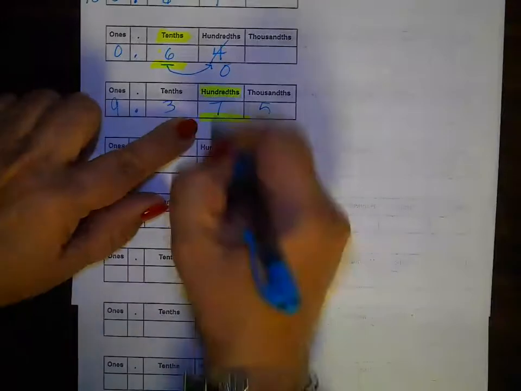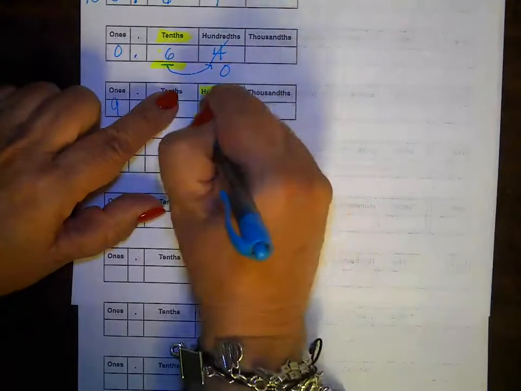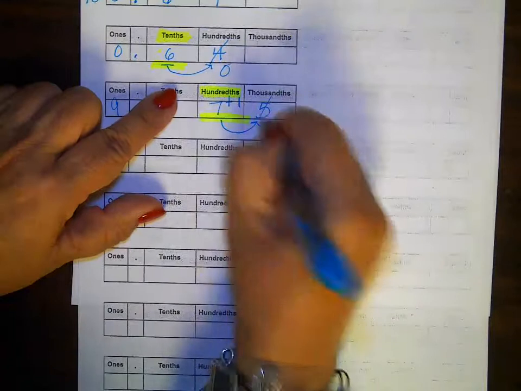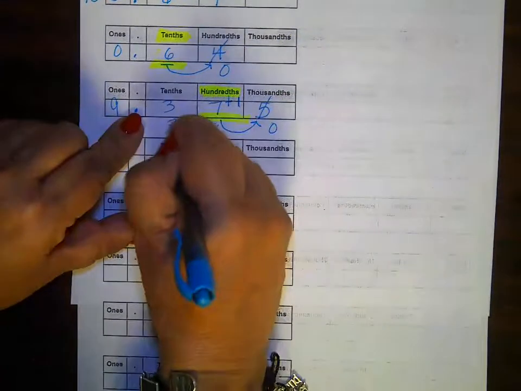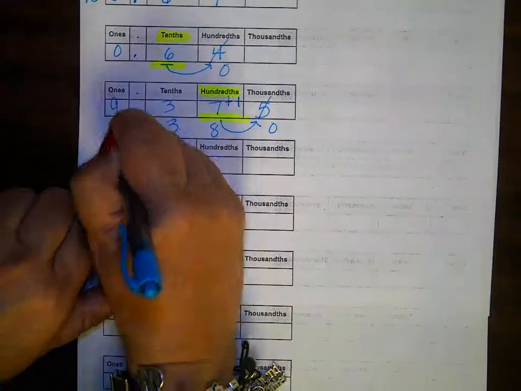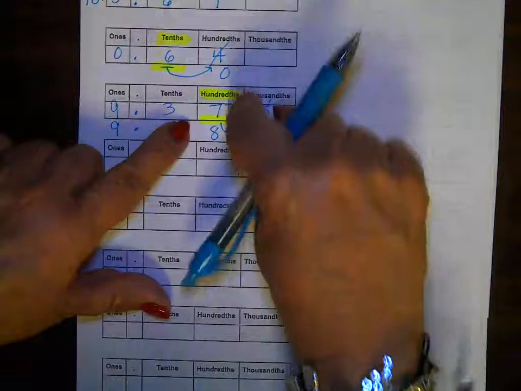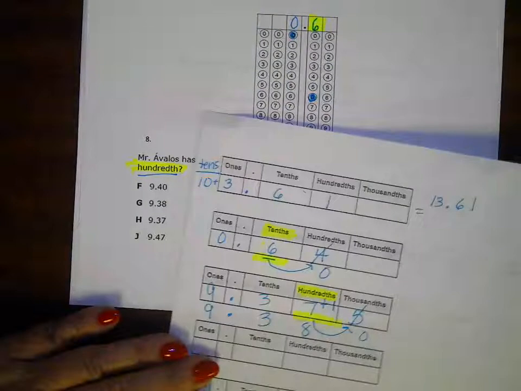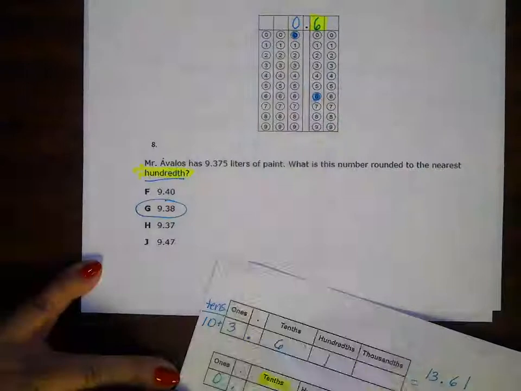So here's my hundredths. Move over to the right, 5 or more. There's my +1. So I'm going to put +1. This becomes a 0. So 7 + 1 equals 8. Then you have your 3, and then your 9. So it's 9 and 38 hundredths because it's ending in hundredths because it told me. So this will then become 9 and 38 hundredths. And so this is the answer there.